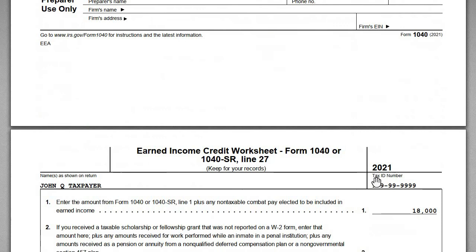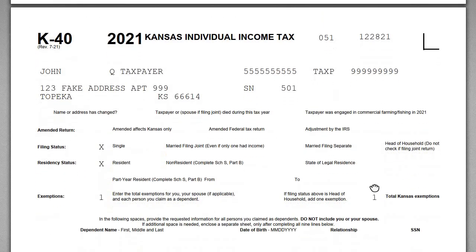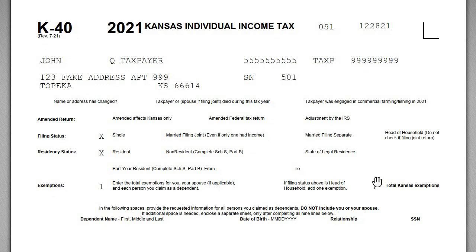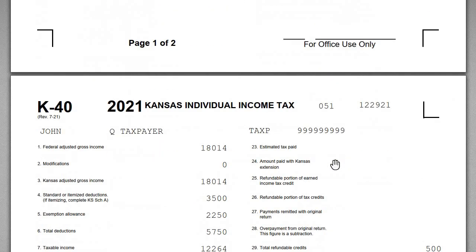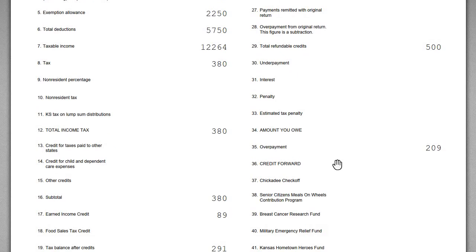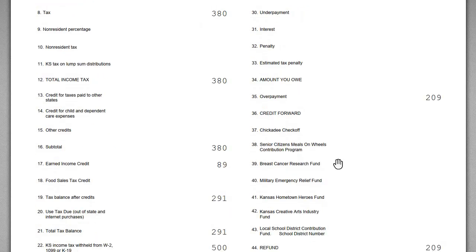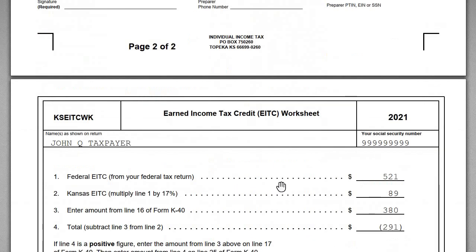Now that he has his federal done, he can move on to his resident state return. So again, he's a full-time resident of Kansas. And again, Kansas provides a credit which is 17% of the federal amount. So on John's Kansas individual income tax return, the amount of credit is ultimately going to be reported on line 17, right? We can see the line 17 Earned Income Tax Credit.